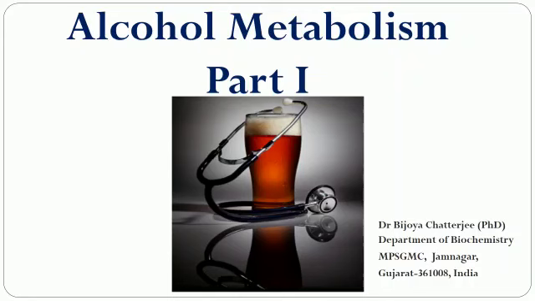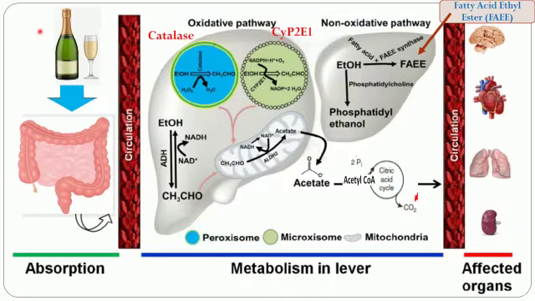So let's begin. Now we'll talk in detail about the metabolism of ethanol. This is how ethanol is ingested. It reaches the stomach and then the intestine. Its rate of absorption depends on whether the person is fasting or well fed. If the person is fasting, the absorption is quick, and if the person is well fed, then the absorption is slow.